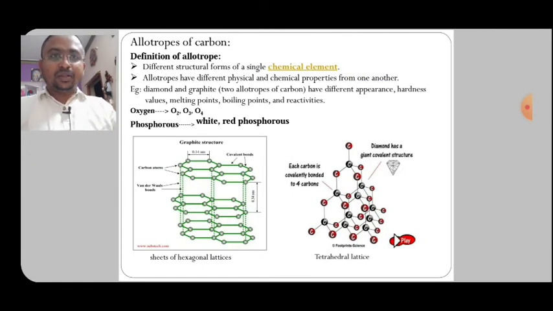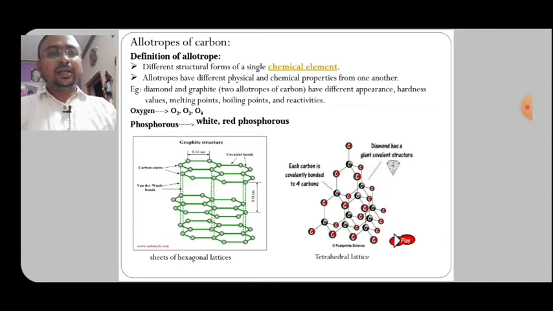Allotropes of carbon. So what is meant by allotrope? Allotropes are nothing but different structural forms of a single type of chemical element. Examples are diamond, graphite and fullerene. All have only a single chemical element, that is carbon, but they are different in their physical as well as chemical properties from one another because they are allotropes of carbon.